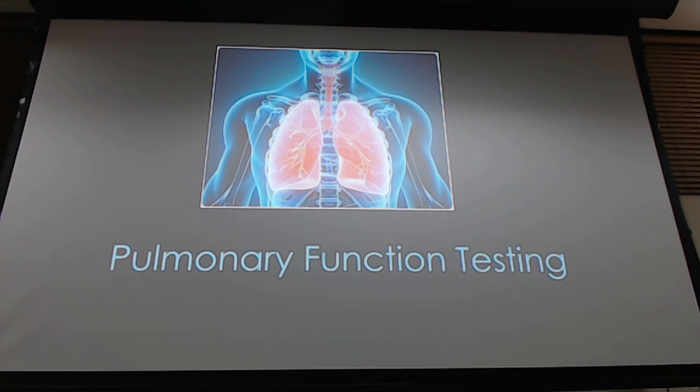ABG is more of an acute urgent study. This is not necessarily an acute urgent study. This is something that you order in a routine nature. And I guess it's more like an echo when you think about the heart. It's more to test the physics of the lungs.